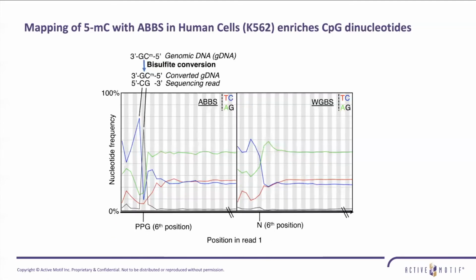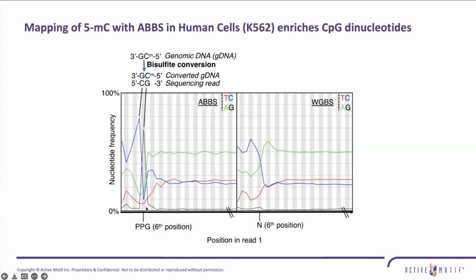Now, let's start to talk about ABBS in human cells. We did the mapping of 5mC with anchor-based bisulfite sequencing in K562 cells. The very first piece of results is the FastQC that is spit out by the pipeline, if you will. The FastQC shows you the aggregate of nucleotides across the read.